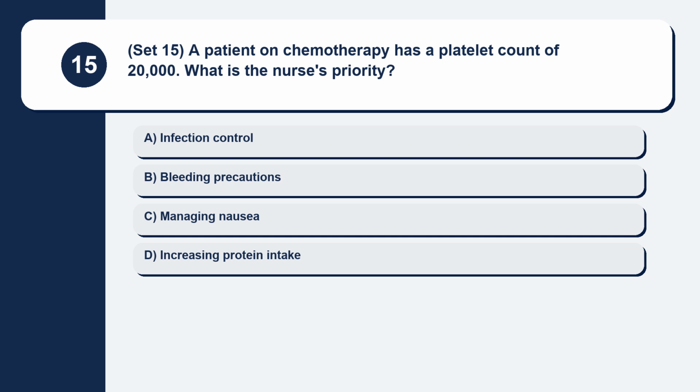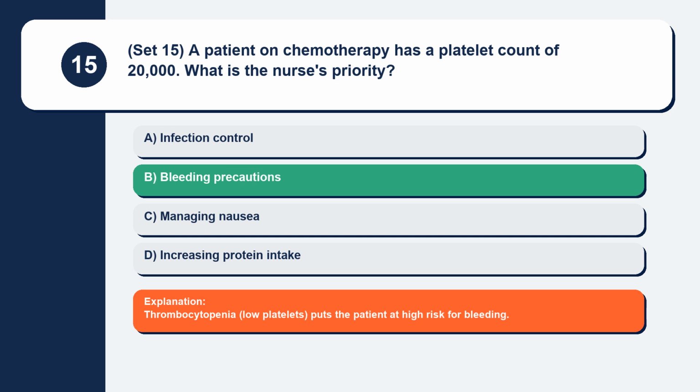Question 15. Set 15. A patient on chemotherapy has a platelet count of 20,000. What is the nurse's priority? Infection control, bleeding precautions, managing nausea, increasing protein intake. Thrombocytopenia, low platelets, puts the patient at high risk for bleeding.